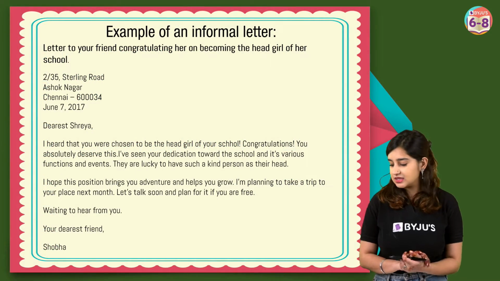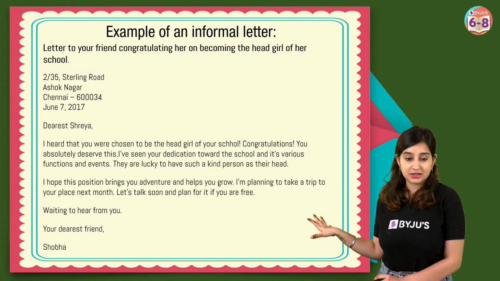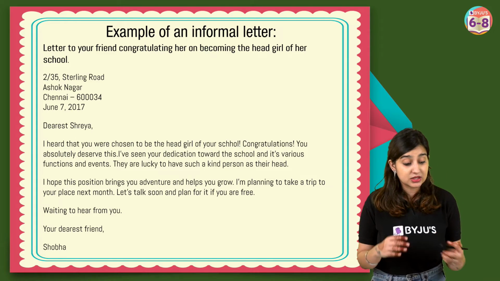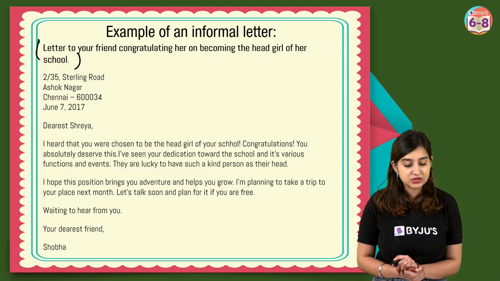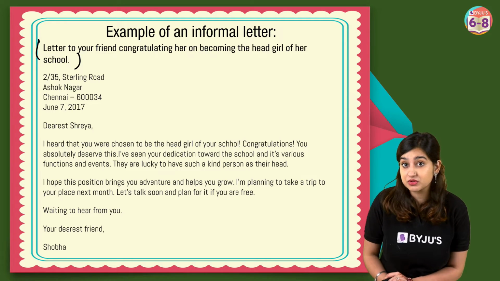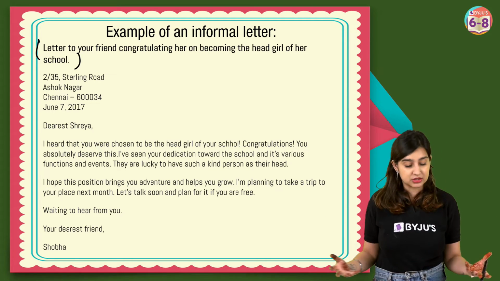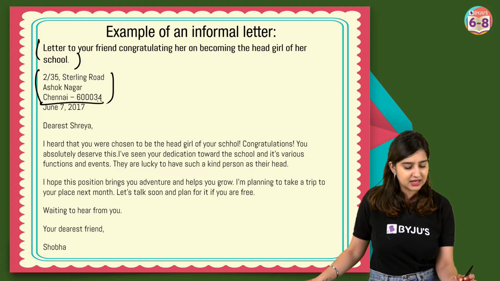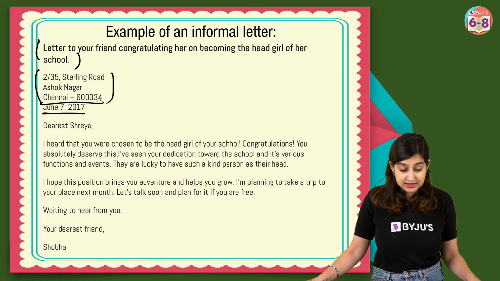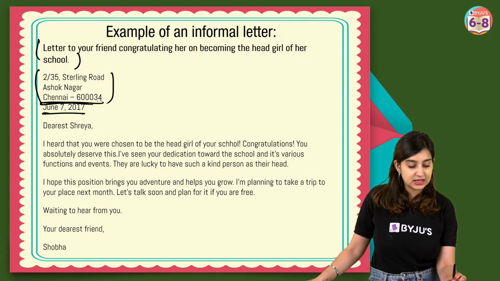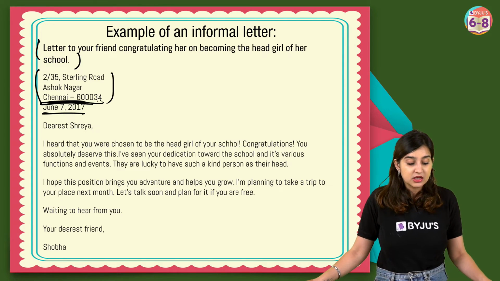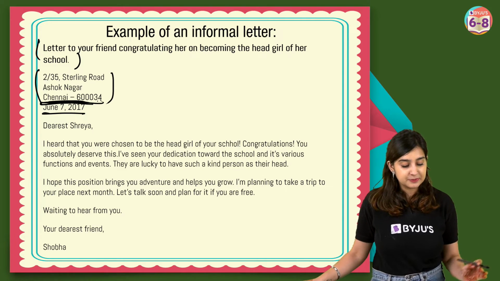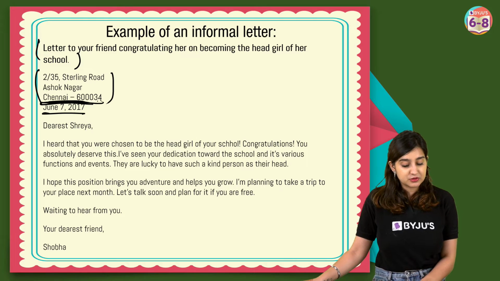and here is a full example of an informal letter. Let's read it once and then point out the different parts of this letter. Okay, now the letter is a letter to your friend congratulating her on becoming the head girl of the school. So it's a letter to congratulate somebody. We start with our address written very nicely over here, give a line break over here, and then you have the date. Okay, remember to give a line break over here. After you have your date, you will write, Dearest Shreya, who is your friend, I heard that you were chosen to be the head girl of your school.